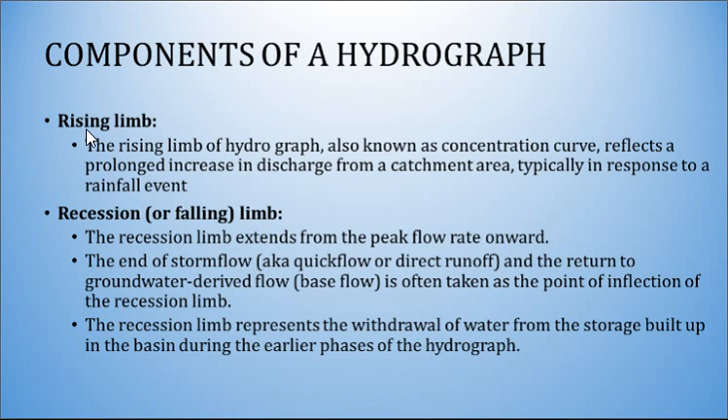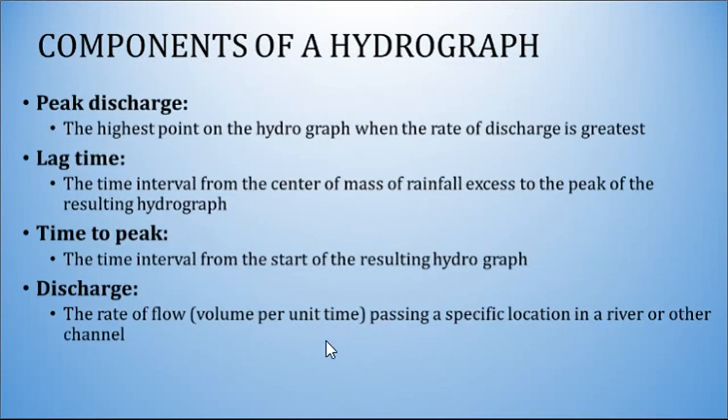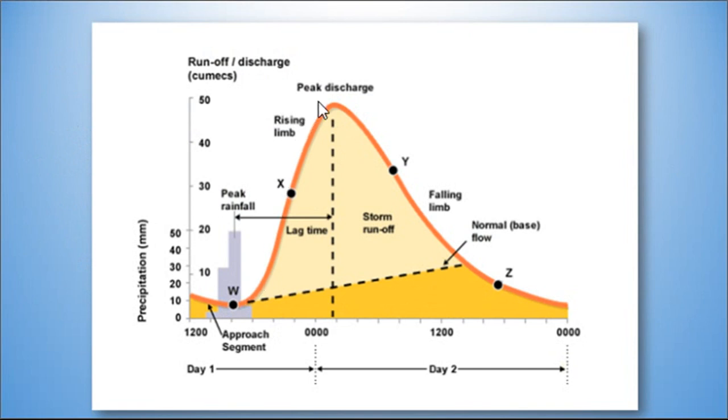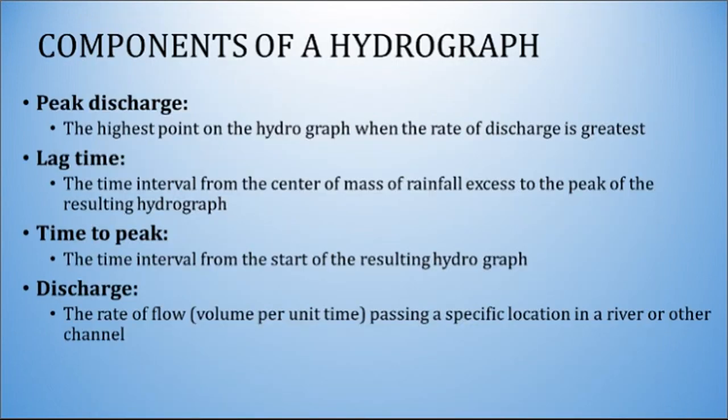Again, let us look at the components of the hydrograph. Rising limb. The rising limb of a hydrograph, also known as the concentration curve, reflects a prolonged increase in discharge from a catchment area, typically in response to the rainfall event. So in the rising limb, you will have a prolonged increase in the discharge. Here it is, the rising limb. Here you can see that in a small duration of time the discharge is more.